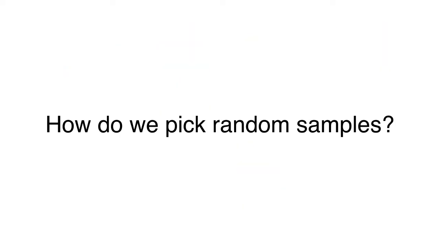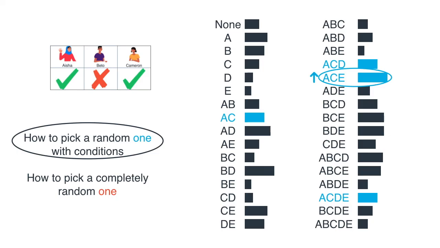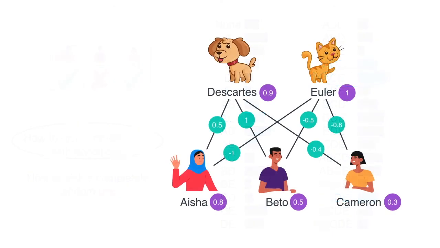Now we can use this to pick a random sample. In other words, I'll show you how to pick a random blue sample from here, from the ones that agree with the current data point we're looking at. Let's start with a random RBM, with some random values for the weights. And let's say we're somewhere in the middle of our training, so the weights look like this.